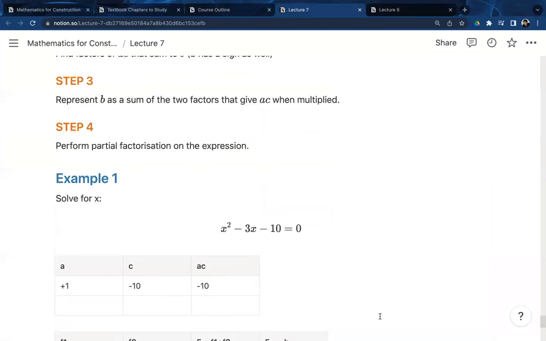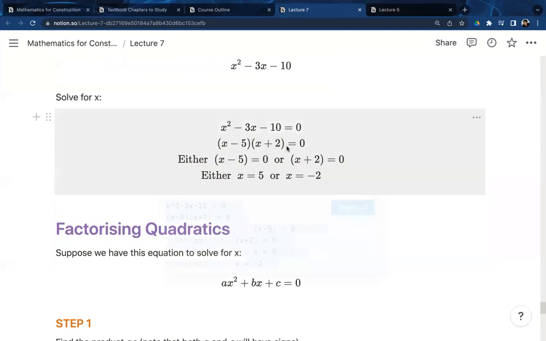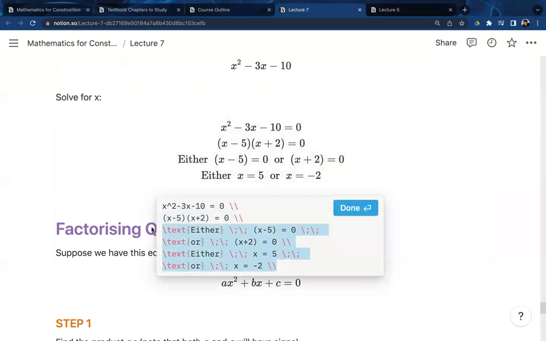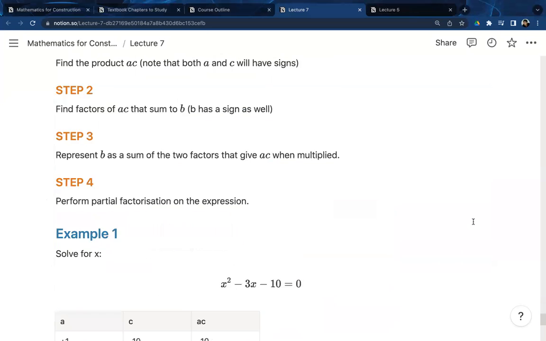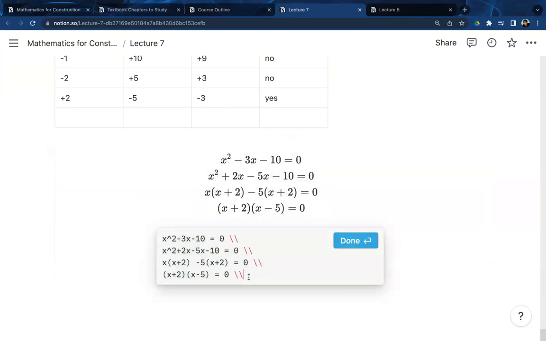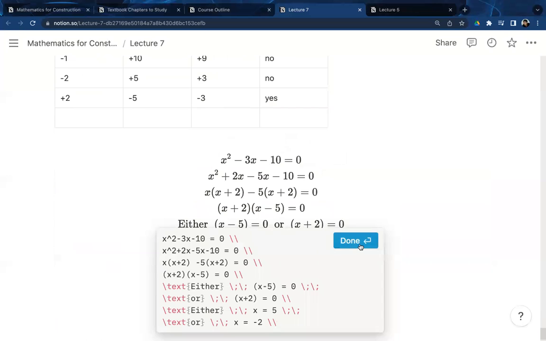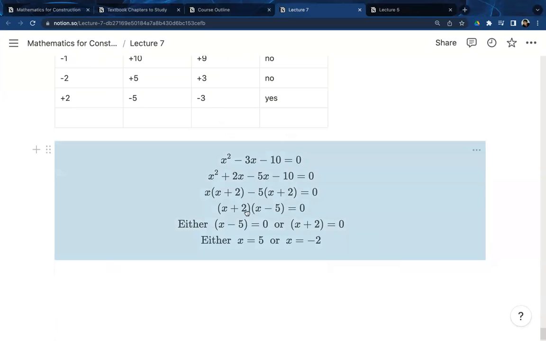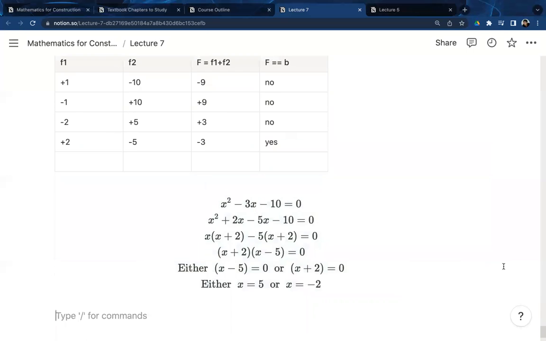And then, you know, we're going to have all this stuff here, essentially. So if X plus 2 by X minus 5 is 0, either X minus 5 is 0 or X plus 2 is 0. And therefore either X is 5 or negative 2. That's how we solve it.